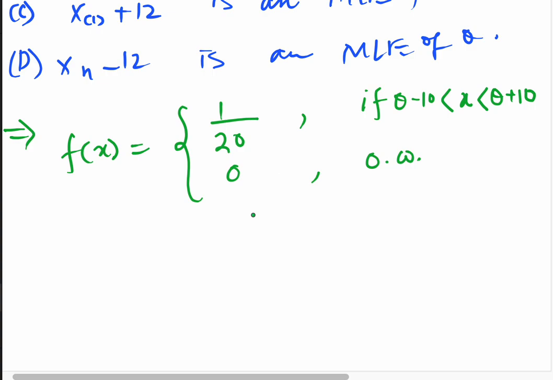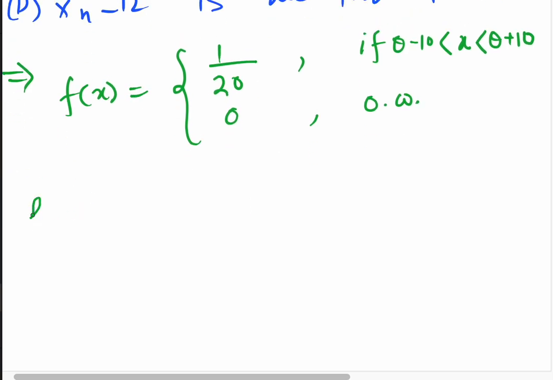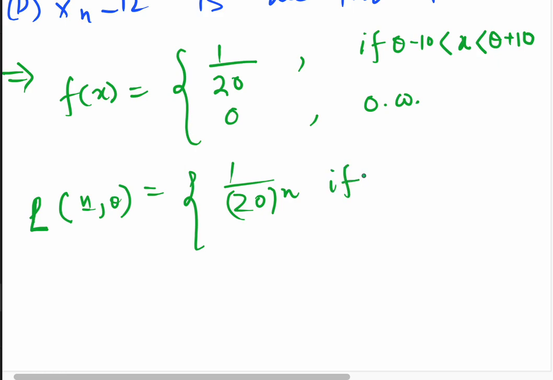So first, if you see the joint probability distribution, that means the likelihood function L(θ), that is not dependent on θ, that will be (1/20)^n if all xi belong to θ − 10 less than xi less than θ + 10 for all i from 1 to n, otherwise 0.